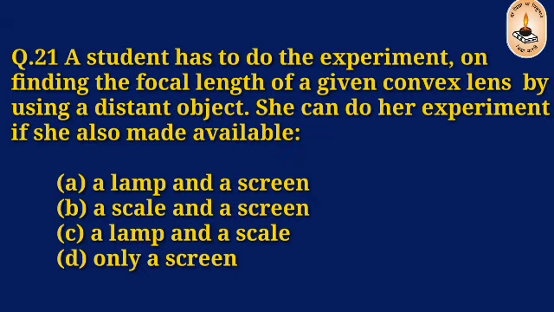Question number 21. A student has to do an experiment on finding the focal length of a given convex lens by using a distant object. She can do her experiment if she is also made available: a lamp and a screen, a scale and a screen, a lamp and a scale, only a screen.